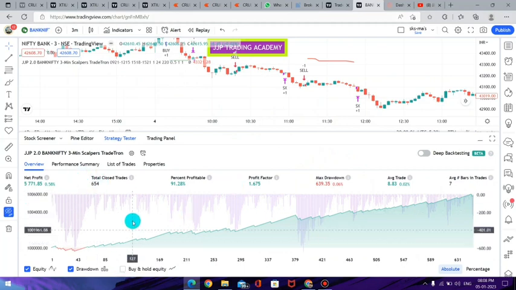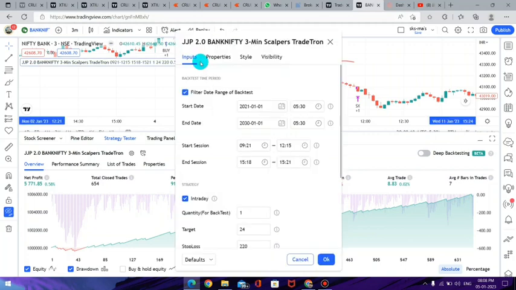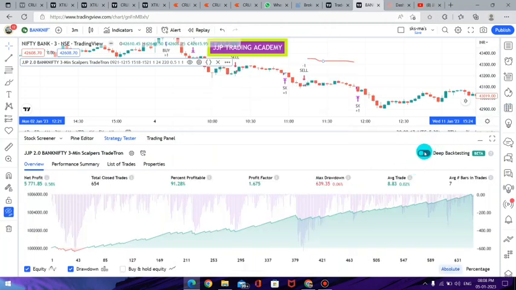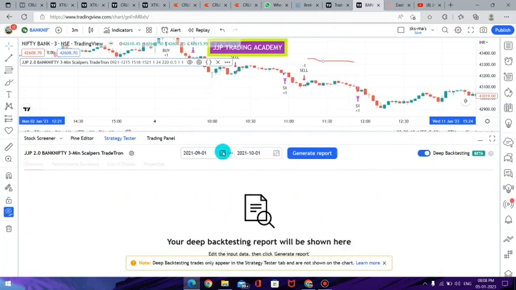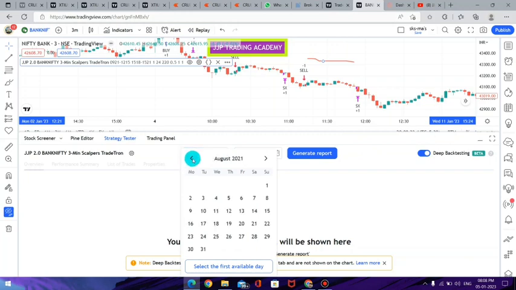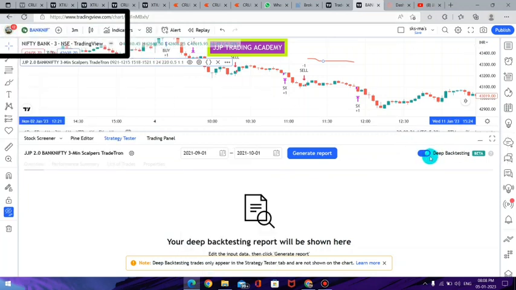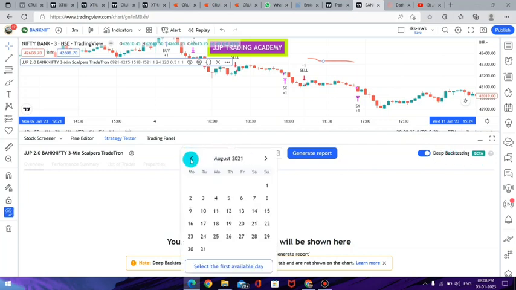For this total year we have seen the backtest, even though if we see with the previous deep backtesting. So I'm just disabling this. So we just go on with the previous year. For example, we are getting the deep backtest option. This deep backtest option will be working only with the premium version. So we are having TradingView premium version, right? So then only we can use this deep backtesting option. In deep backtesting option, we can see the backtest for 2021 also.